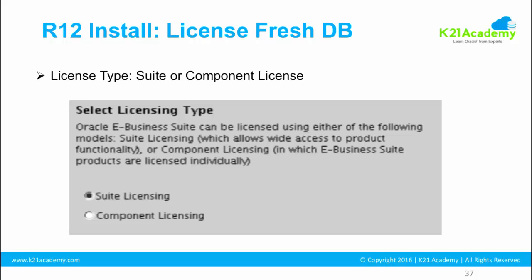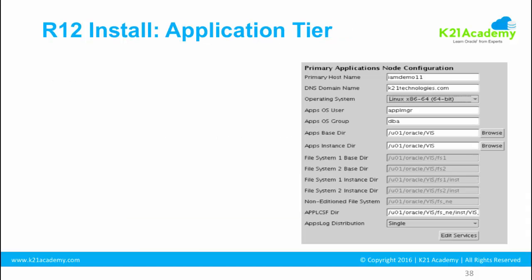Only when you select production type, you will get a license type option, whether you want a suite license or a component license, whether you want the entire suite or a specific component for Oracle E-Business Suite. Then you have the application tier configuration. Similar to earlier, where we saw the database tier, now this is the application tier.